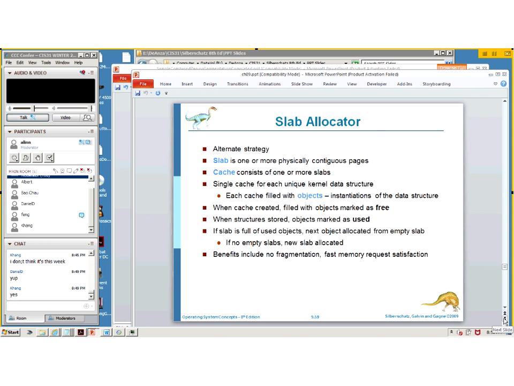The next one is the slab allocator, and a lot of systems use this concept of slabs. It's one or more physically contiguous pages. That would be a slab. And a cache would consist of one or more slabs, a cache of memory. A single cache for each unique kernel data structure. So each cache is filled with objects, instantiations of the data structure.